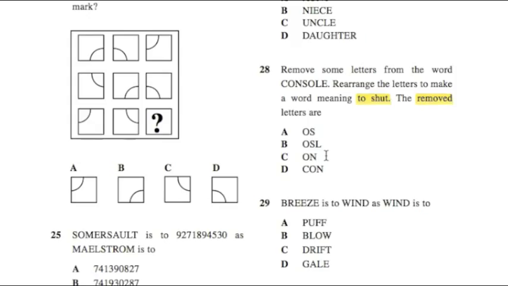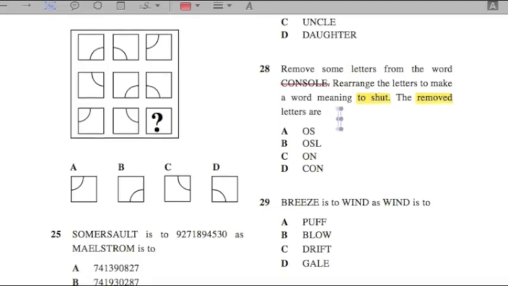Okay, the first thing we need to do in approaching this question is to disregard something like this. Something like console should definitely be disregarded. The reason is they try to keep a bunch of letters within a word so that your brain approaches it as a full word that needs to be amended. Try not to do that. Try, first of all, to focus on what the word meaning to shut is.